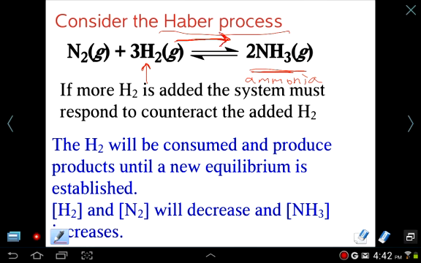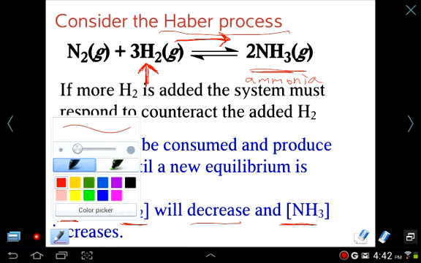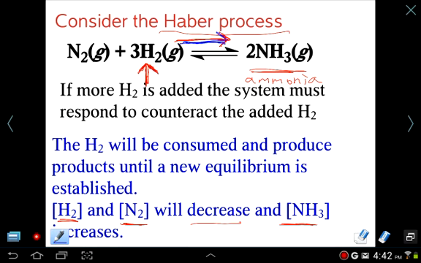As it shifts to the right, H2 and N2, being reactants, will decrease, and NH3, being a product, will increase. So if we put the stress on the system with this red arrow, the system will try to reduce the stress with this blue arrow by shifting to the right. Technically it undoes the pressure that's been placed on it. And the new equilibrium that's established will have a different ratio of reactants and products, which means we've shifted the equilibrium to the products.